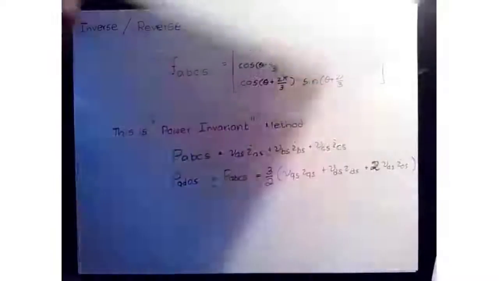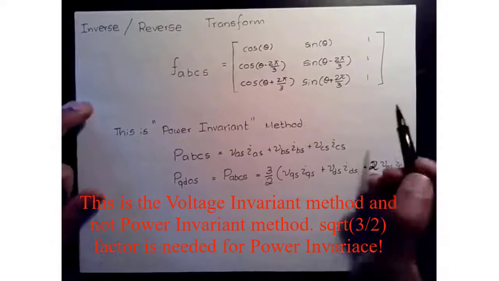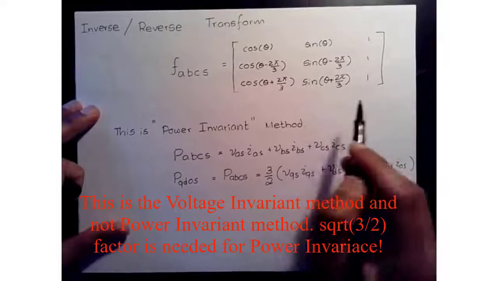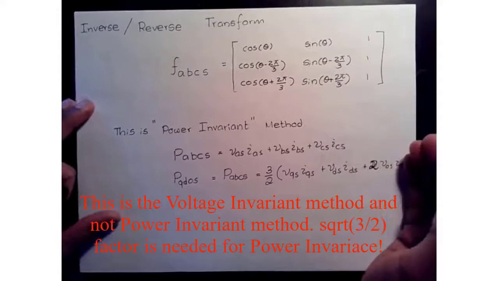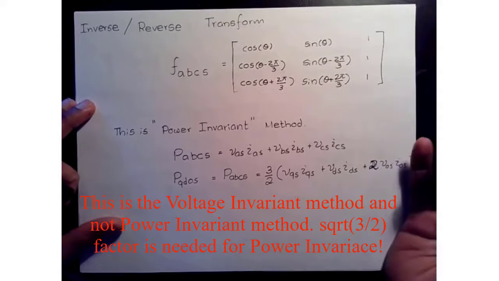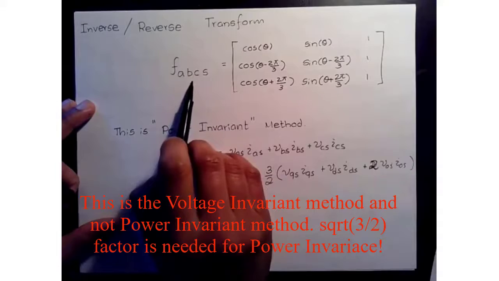Of course, you can come up with an inverse transform for that, because if you want to convert any variable from the rotating frame, or that arbitrary reference frame which is moving at omega, back into our stationary frame, right?